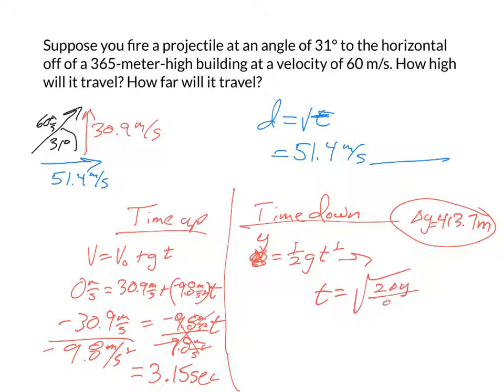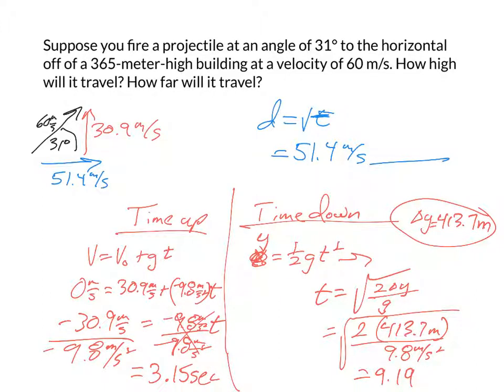Divided by gravity, which would be 2 times my 413.7 meters divided by 9.8 meters per second squared, square root. Answer, I get 9.19. I'm going to add my 3.15 to that answer.